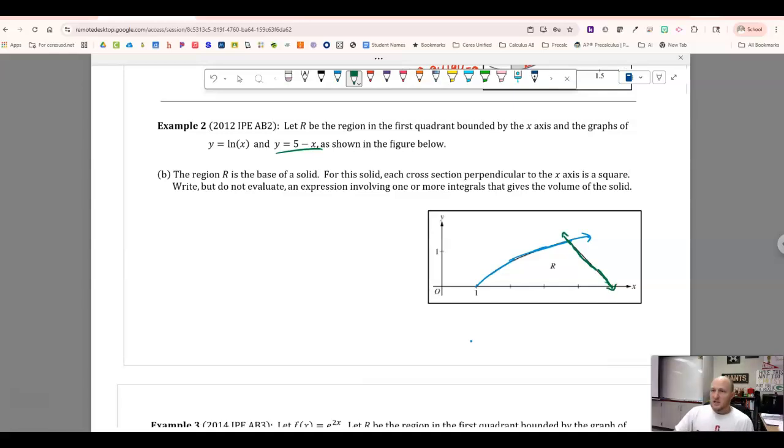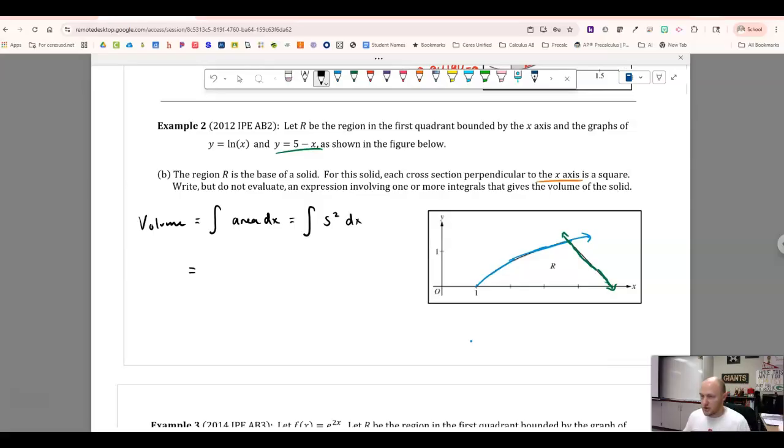So they say the region R is the base of a solid. For this solid, each cross-section perpendicular to the x-axis is a square. So again, this is a square. But do not evaluate an expression involving one or more integrals that gives the volume of the solid. Since this is relative to the x-axis, I'm going to find the volume by integrating the area with respect to x. And this is s squared, that's our formula.